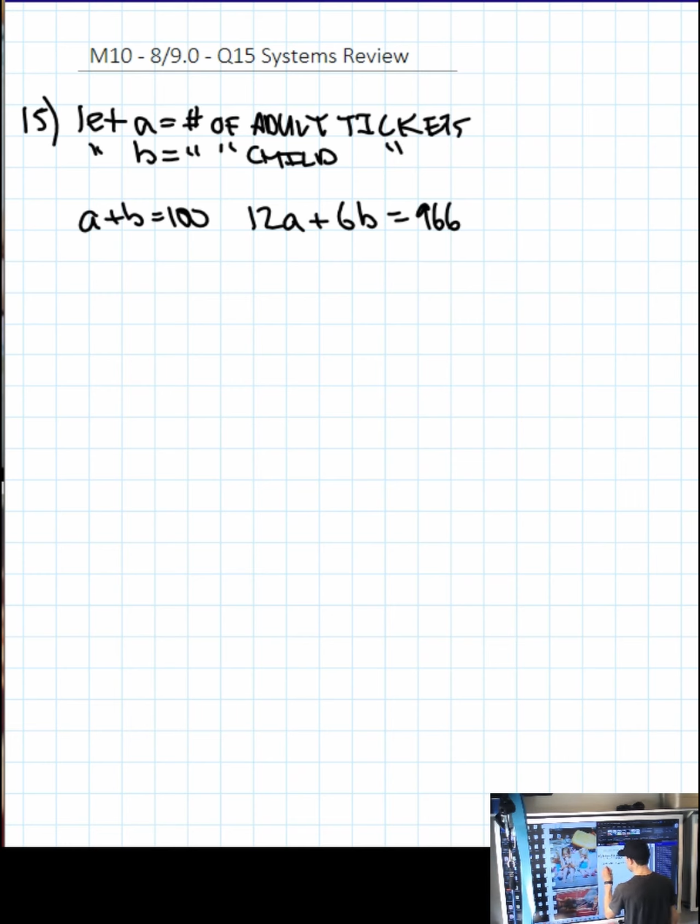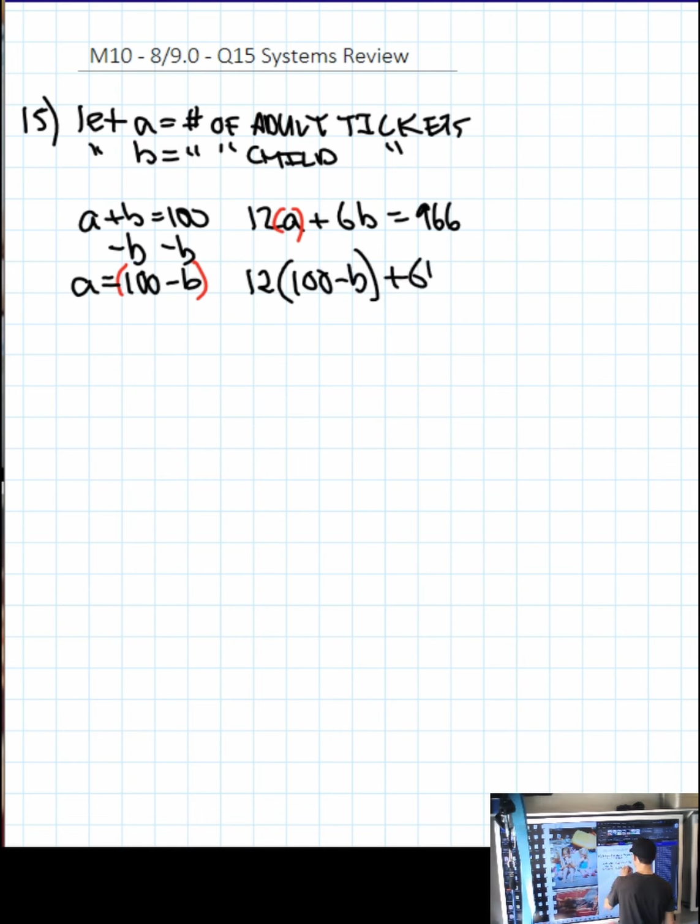Okay, so let's isolate for a variable, minusing B from both sides. A therefore equals 100 minus B. Brackets around what A is equal to, brackets around A in the other equation. Substitute 12, open bracket, 100 minus B, close bracket, plus 6B equals 966. 12 times 100 is 1200.